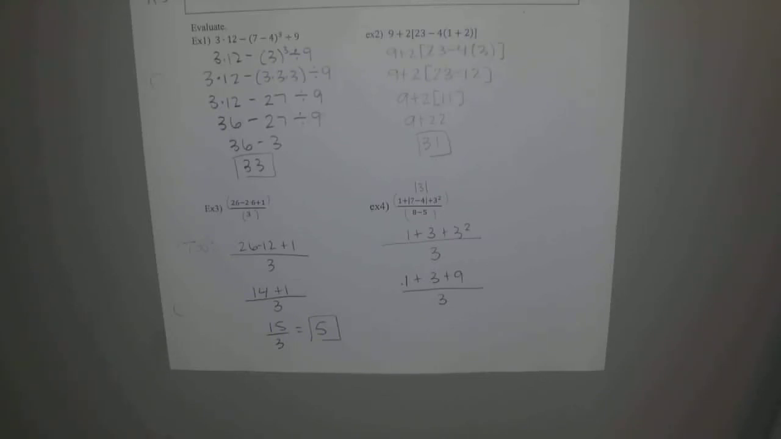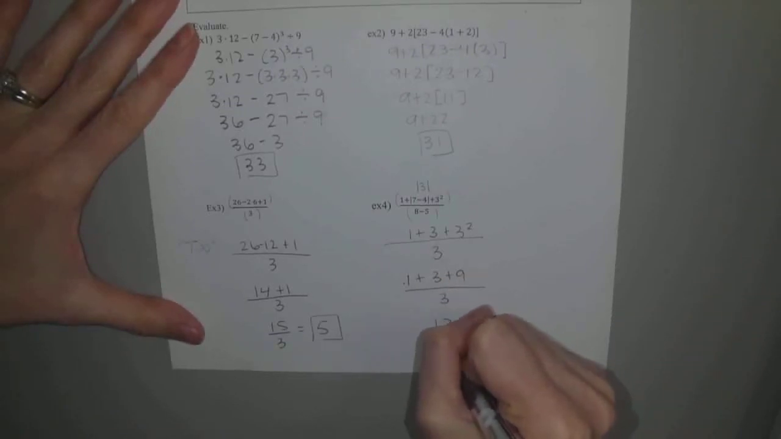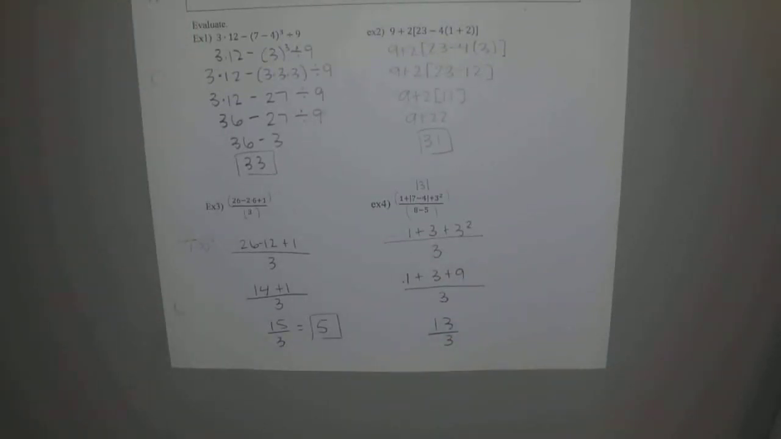Is that okay so far? And then on the bottom, there's nothing more to do. It's just a single digit 3. And on the top, we have addition. So 1 plus 3 is 4. 4 plus 9 is 13. So you get 13/3.